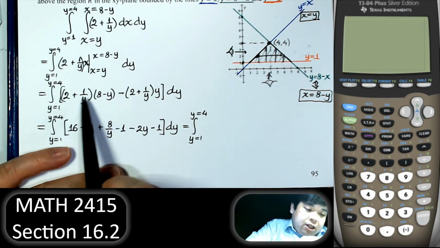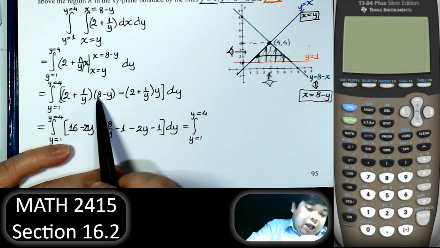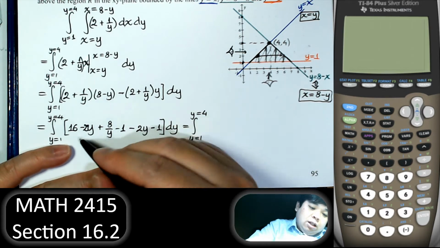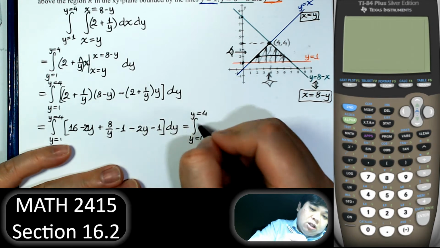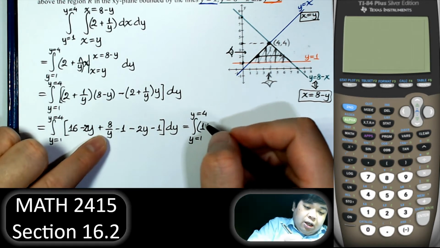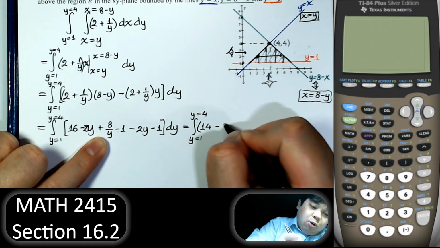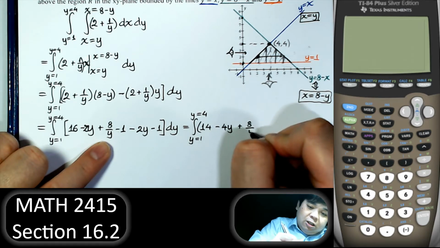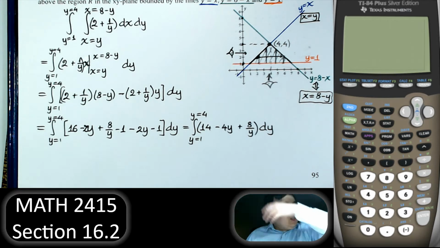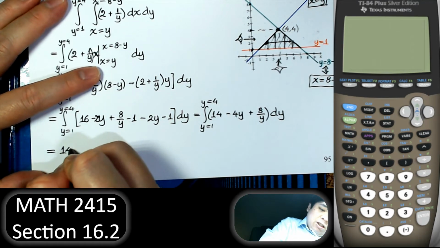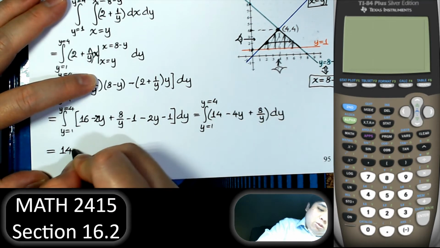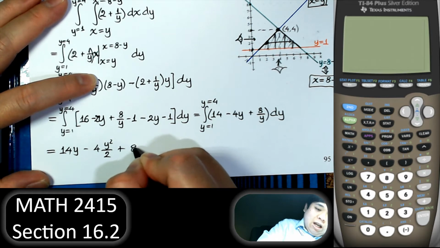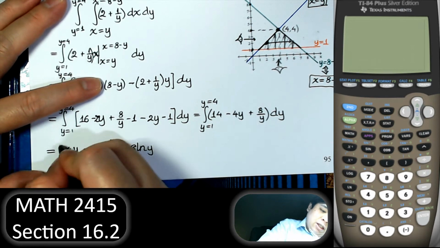Right, so 16 minus 2y, a over y, minus 1, minus 2y, minus 1. Right, 16 minus 1, so 16 minus 2 is 14. Minus 2y, that's minus 4y. And then plus 8 over y dy. Now we integrate. Be 14. Integral, there's a constant, so it will be just 14y minus 4y squared over 2. And the integral of 8 over y is 8 ln of y. Evaluate from 1 to 4.